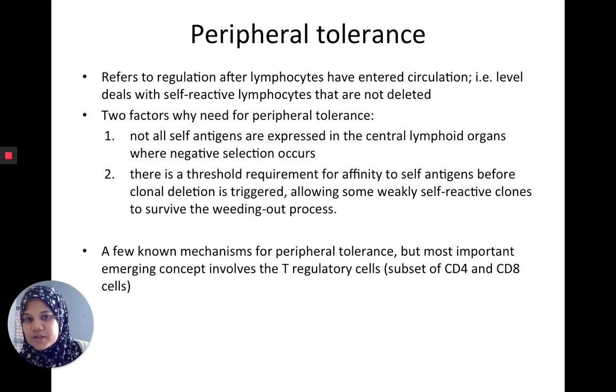And then there's actually a threshold requirement for affinity to self-antigen. So it's not just recognizing it. It has to recognize the self-antigen with a certain level of affinity, and that will trigger the clonal deletion. So you might still have some weakly reactive clones that didn't get that recombination that we mentioned earlier, still able to survive and enter the circulation and possibly cause problems down the road. So there are a few known mechanisms for peripheral tolerance, but the most important one that we're learning more about now involves the T regulatory cells, which is a subset of CD4 and CD8 cells.